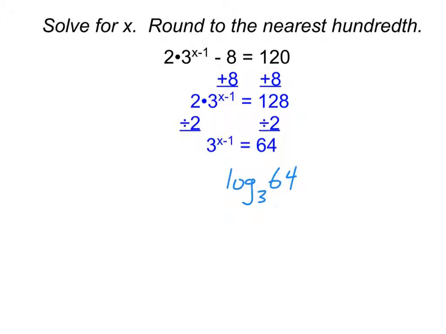Remember, log always equals the exponent. My exponent here is not just x, though. My exponent here is the whole x minus 1. And so when I say, what is the exponent, it's got to be that whole thing. And so it's going to be x minus 1 equal to log base 3 of 64.